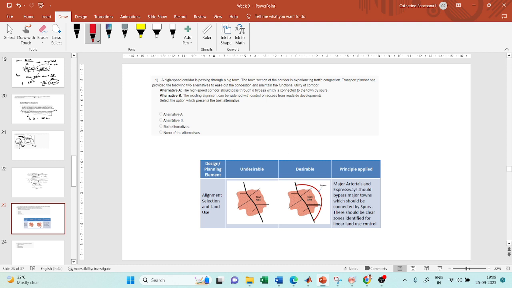Okay, so what are the two? What they mean to say is there's a high speed corridor, which can be an expressway or a national highway, and this high speed corridor is to pass through a big town.